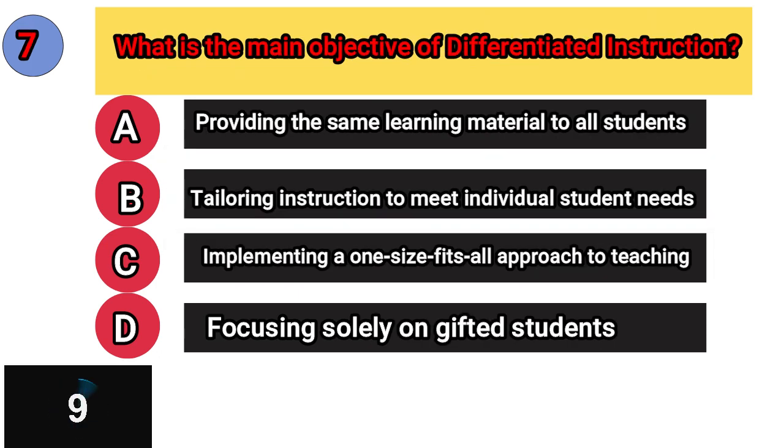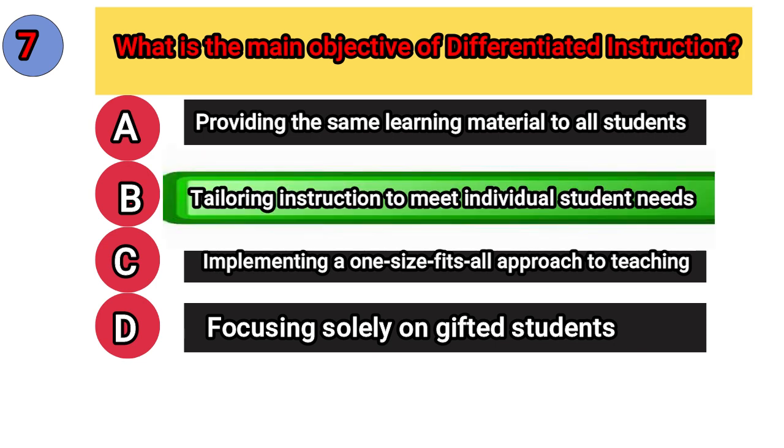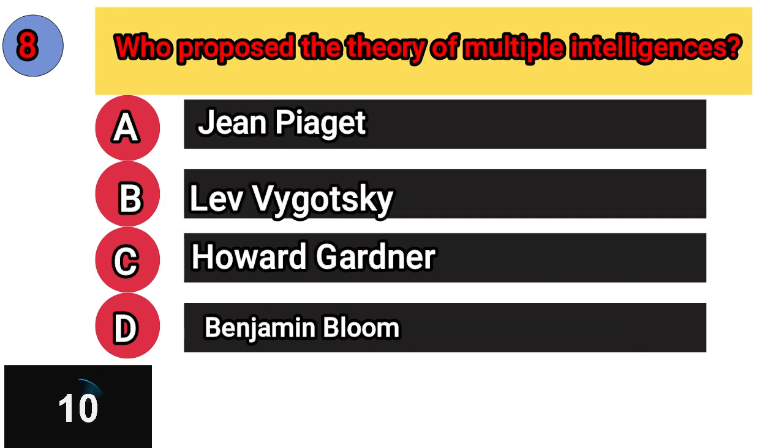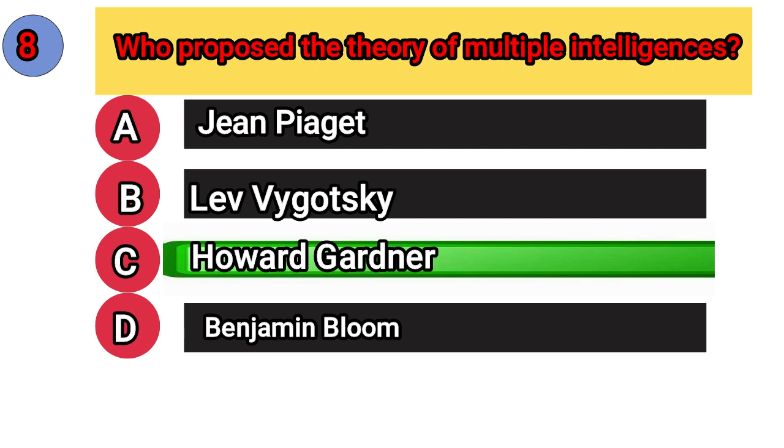What is the main objective of differentiated instruction? Providing the same learning material to all students, tailoring instruction to meet individual student needs, implementing a one-size-fits-all approach to teaching, focusing solely on gifted students. And the correct option is option B, tailoring instruction to meet individual student needs. Who proposed the theory of multiple intelligences? Jean Piaget, Lev Vygotsky, Howard Gardner, Benjamin Bloom. And the correct option is option C, Howard Gardner.